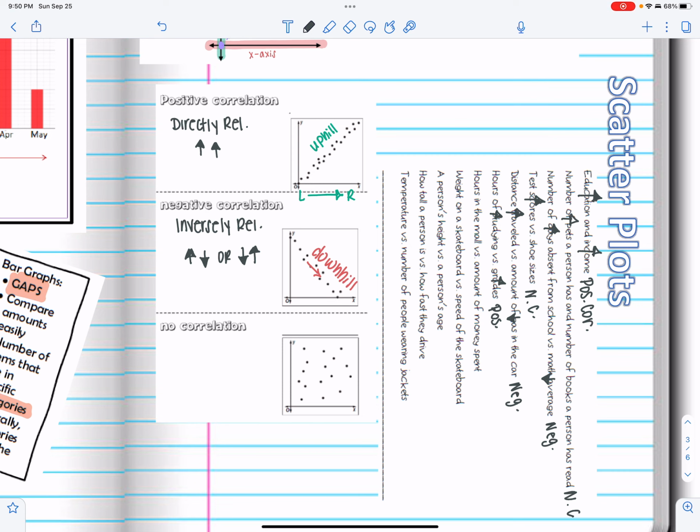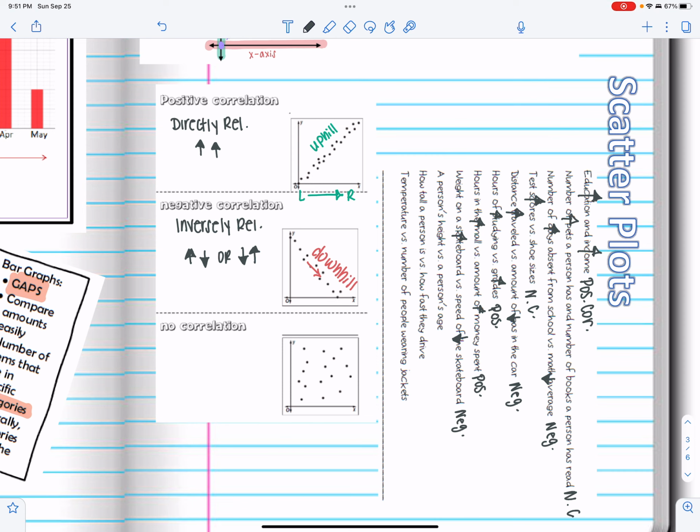Hours in the mall versus amount of money spent, theoretically. As I spend more hours, we could say in Target or Sam's Club for me, if I spend more hours at a store, I'm probably going to increase the amount of money that I plan on spending. And so that is going to be a positive correlation. Weight on the skateboard and the speed of the skateboard. Now, we are assuming that the skateboard is on flat ground, not going downhill with any other force. So as the weight on the skateboard increases, the speed of the skateboard is probably going to decrease.